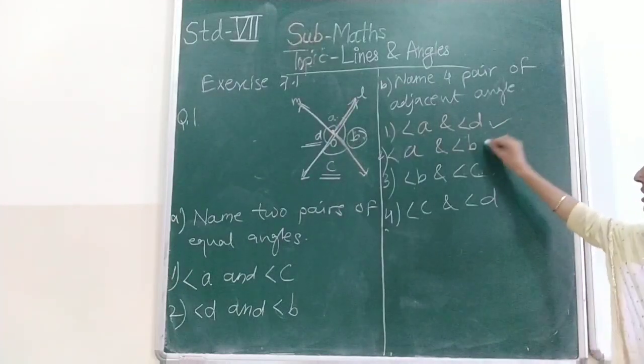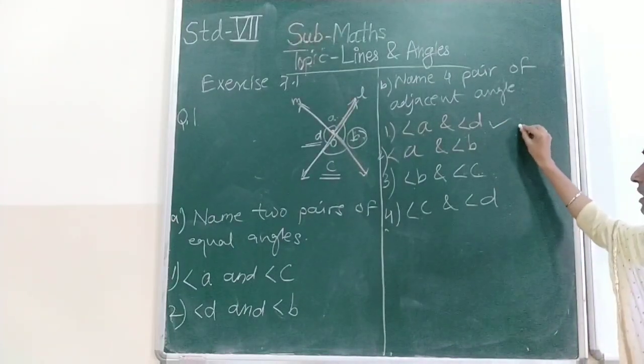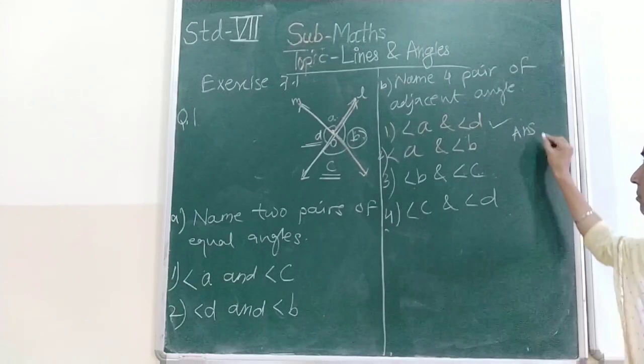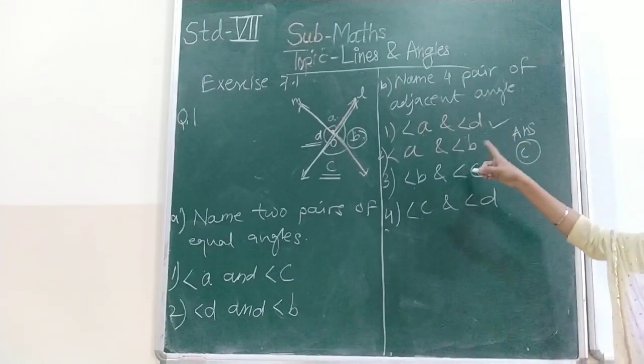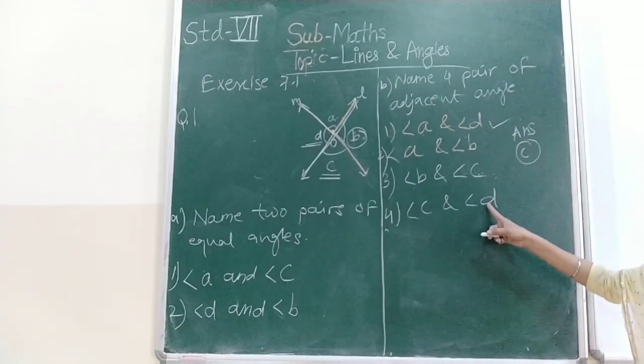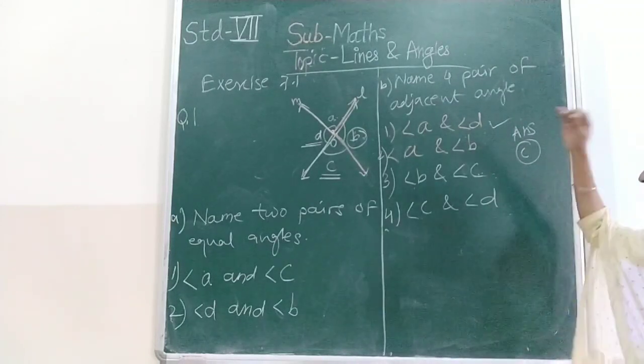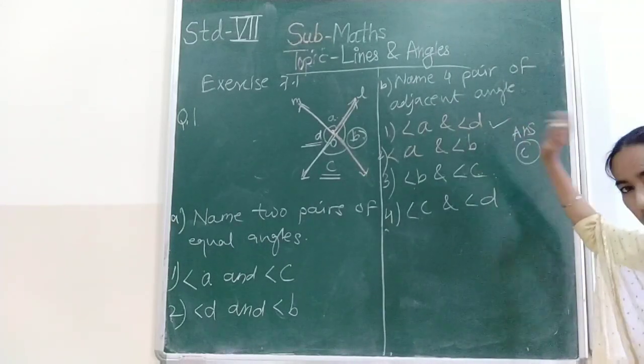Okay. These are the answer for C also. That means this is the answer for B also and the answer for C. These are the four angles which are linear pairs also. These are linear pairs also and adjacent pairs also.